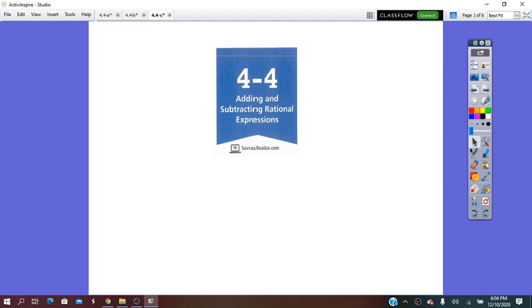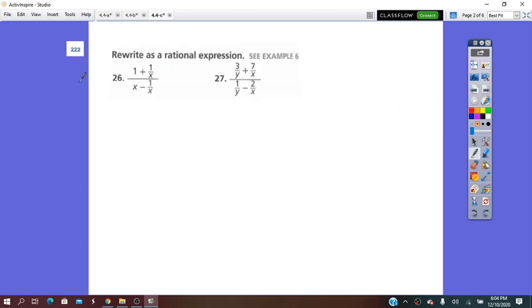Hello everybody. In today's lesson, we are going to continue practicing with rational expressions, not only add and subtract, but multiply and divide too. So let's see. In the book on page 222, we have question number 26. These are complex fractions, rational expressions.